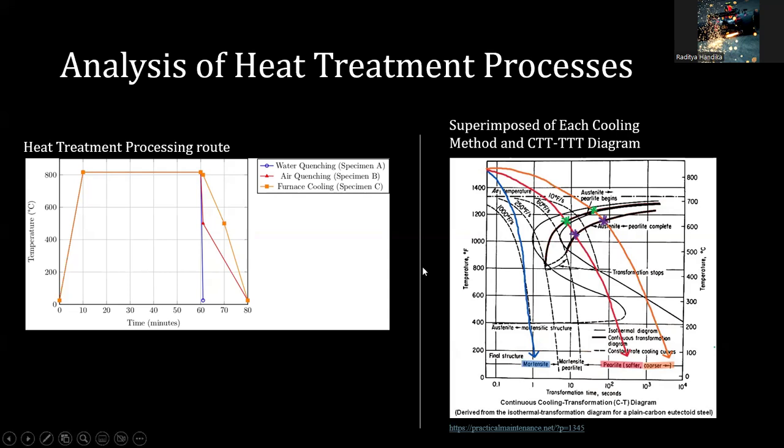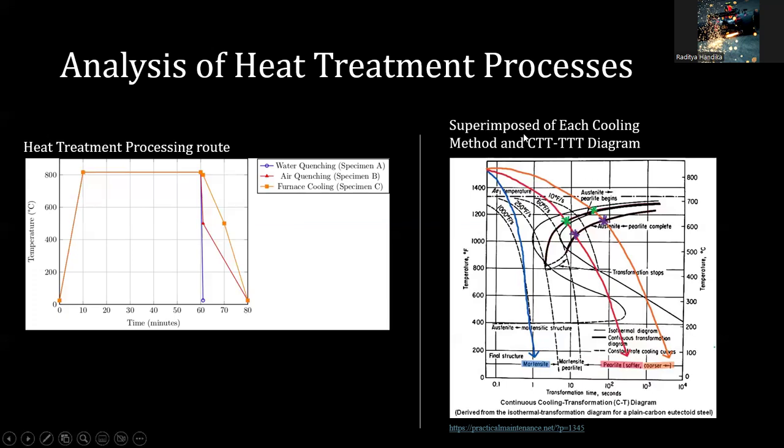And here are the heat treatment processing routes of our treatment experiment. So specimen A is denoted by this blue line, with the water quenching method, and the red one is the air quenching method, denoted as the red line, and the orange line is showing the heat treatment processing route of furnace cooling for specimen C.